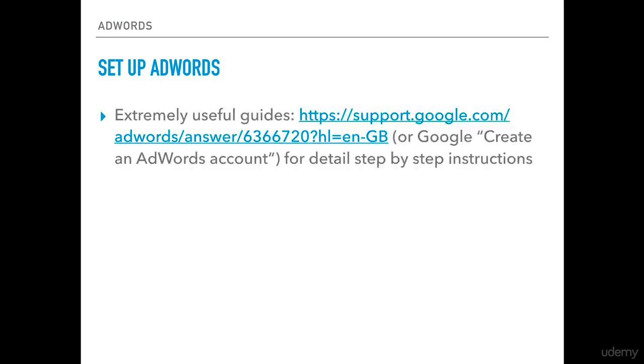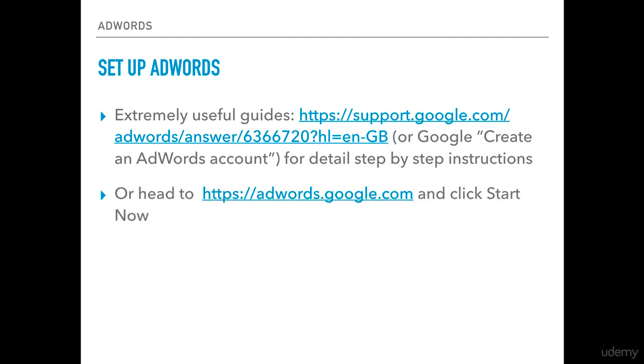We're going to jump in and set up AdWords now, and there's actually an extremely useful guide on Google where they will walk you through step by step how to set it up. I'm going to leave this link below the video. Sometimes it changes, so what you can also do is just Google AdWords, and you'll be taken to a setup screen, and they've made it as easy as possible to get going. So this is the actual URL for AdWords. It's adwords.google.com, and just click start now and they'll walk you through the process.